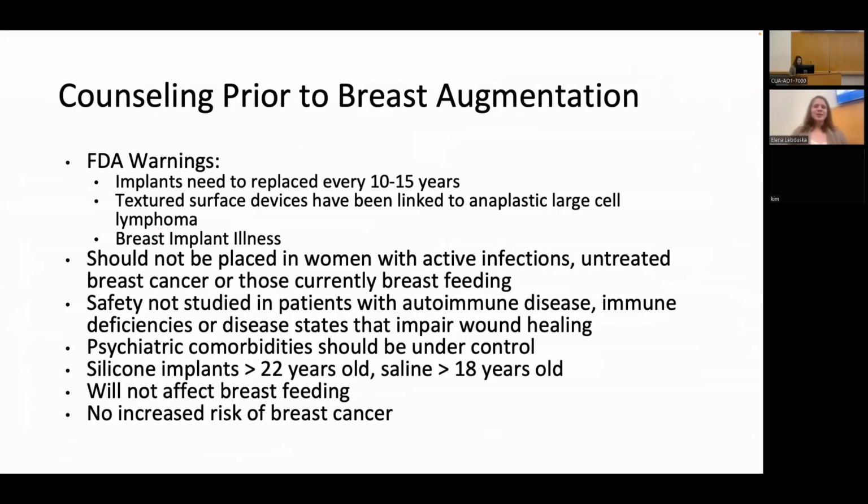Textured surface implants have been linked to anaplastic large cell lymphoma. We'll talk about the incidence of that in a second in case your patient has questions. And the FDA does give a warning for this concern for breast implant illness, even though there's no actual diagnosis code associated with this concern.